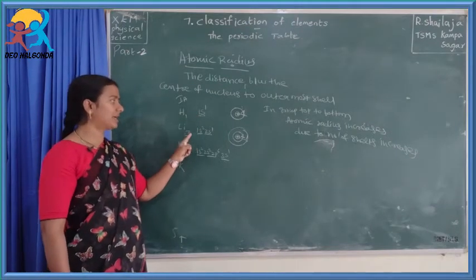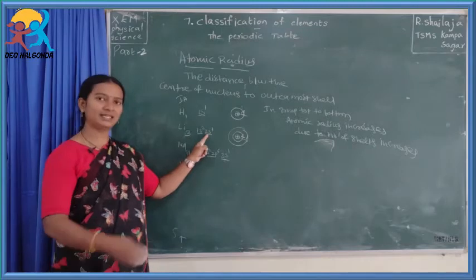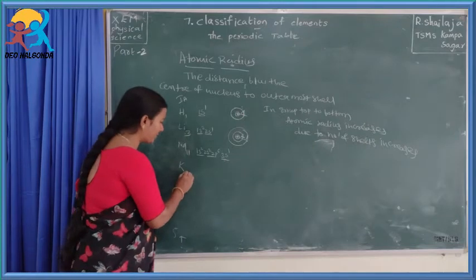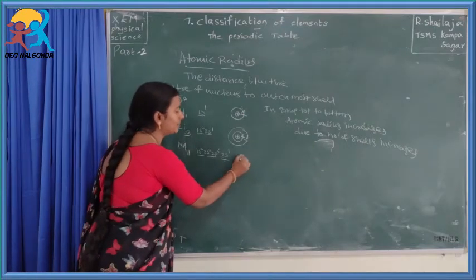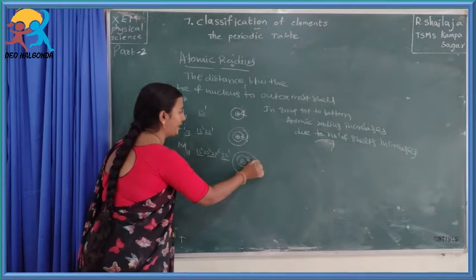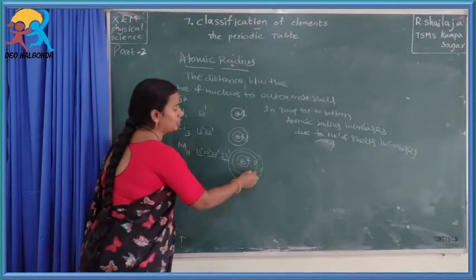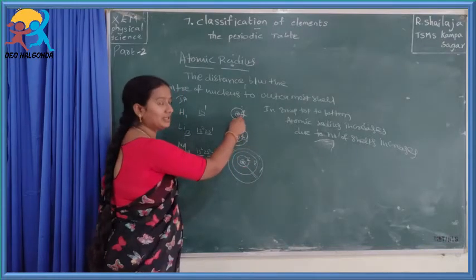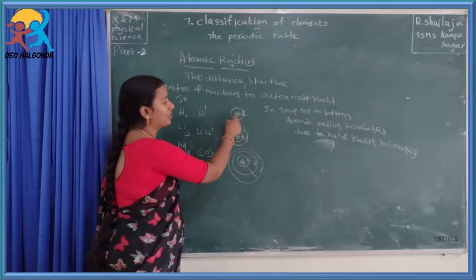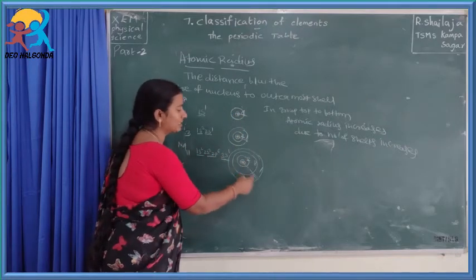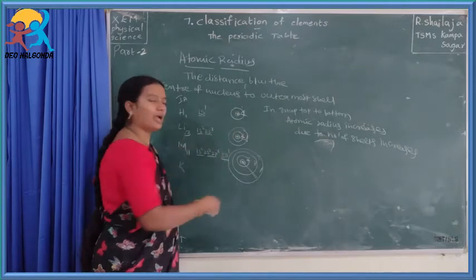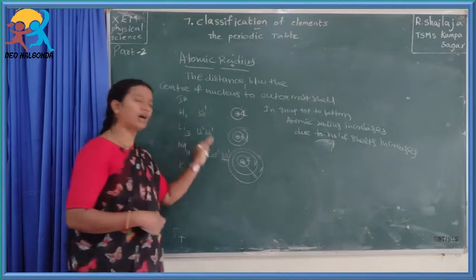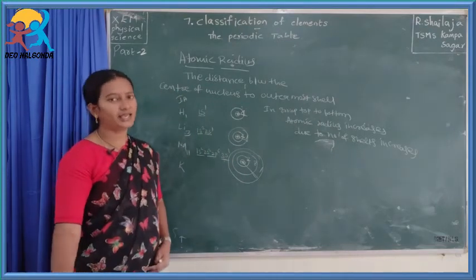Hydrogen has the first shell 1s. Lithium has 2 shells, and the second shell is the outermost. Sodium has 3 shells, and the third shell is the outermost. So here nucleus, first shell 2, second shell 8, third shell 1. So there are 3 shells. We have the distance from nucleus to first shell, nucleus to second shell, nucleus to third shell. As the shells increase, atomic size automatically increases. So in a group from top to bottom, shells increase and atomic radius increases.